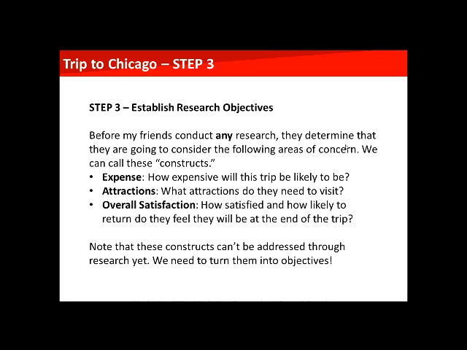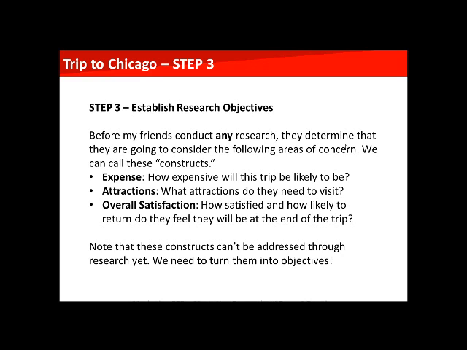So now they need to establish their research objectives. And before my friends can conduct any research, they determine what they're going to consider for the areas of concern that they're going to look at in the study. And we call these areas constructs. So the three constructs that they're looking at are the expense, how expensive will this trip be likely to be, the attractions, what attractions do they need to visit, and overall satisfaction, how satisfied and how likely to return do they feel they'll be at the end of the trip.